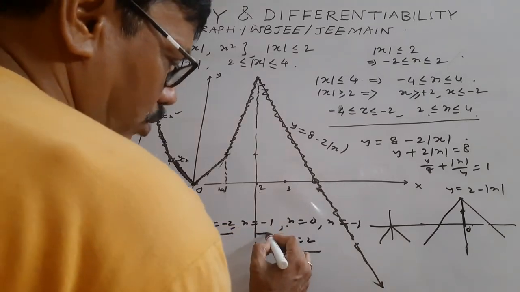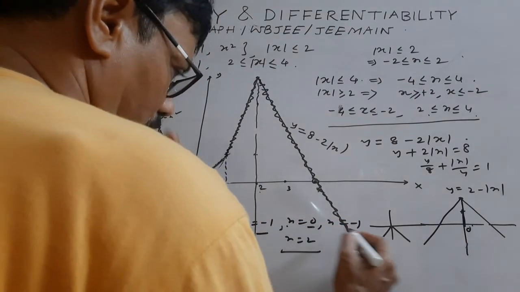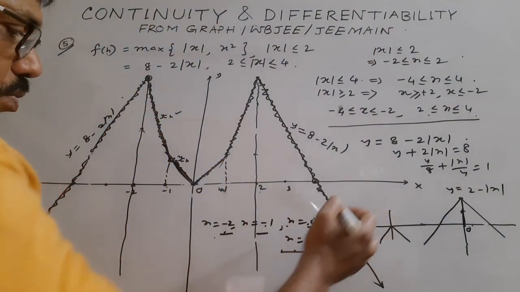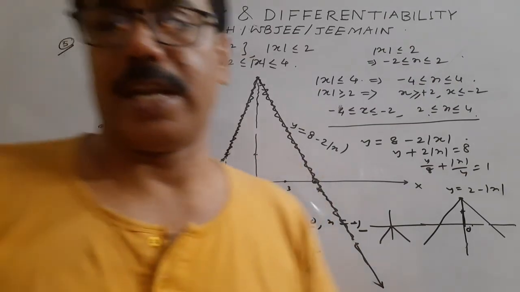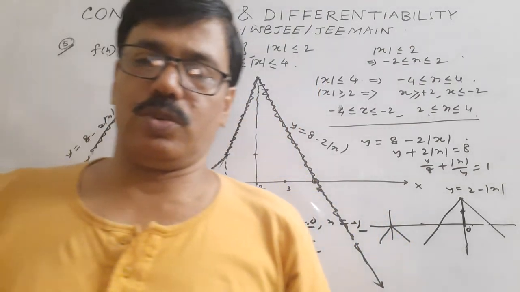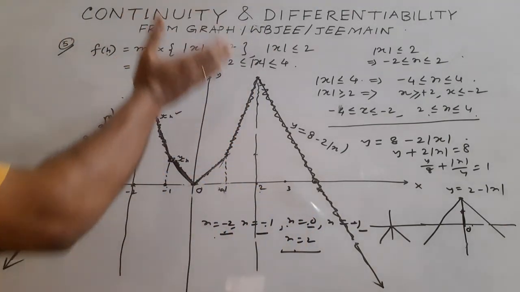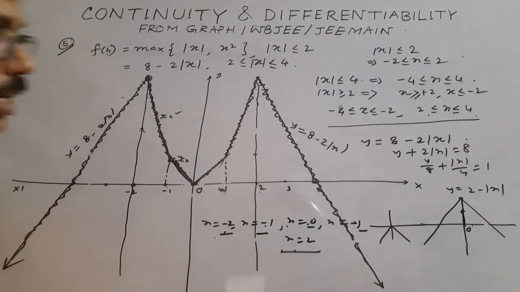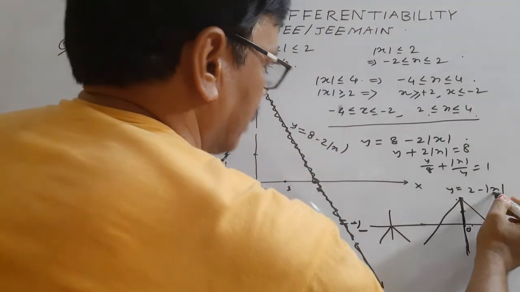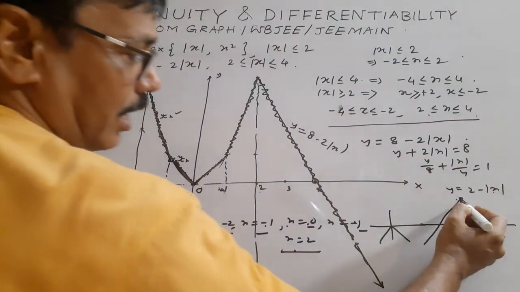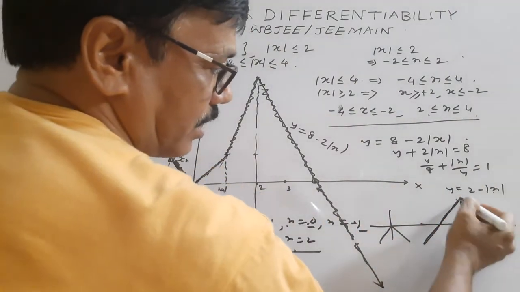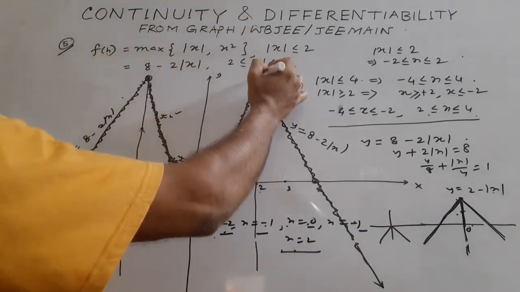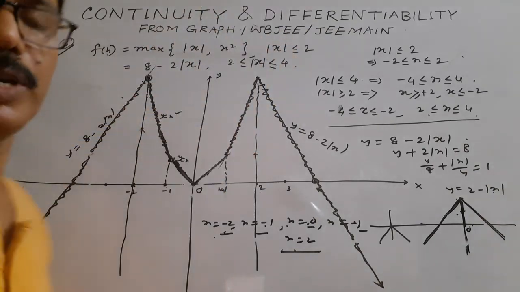Minus 2, minus 1, 0, minus 1, 2. 1, 2, 3, 4, 5. Not differentiable at 5 points. So it is not possible for me to show this part. So look, this is the concept. It has a vertex at 8, but it is not possible to draw. So if you extend it, it will cut at x equals 8.